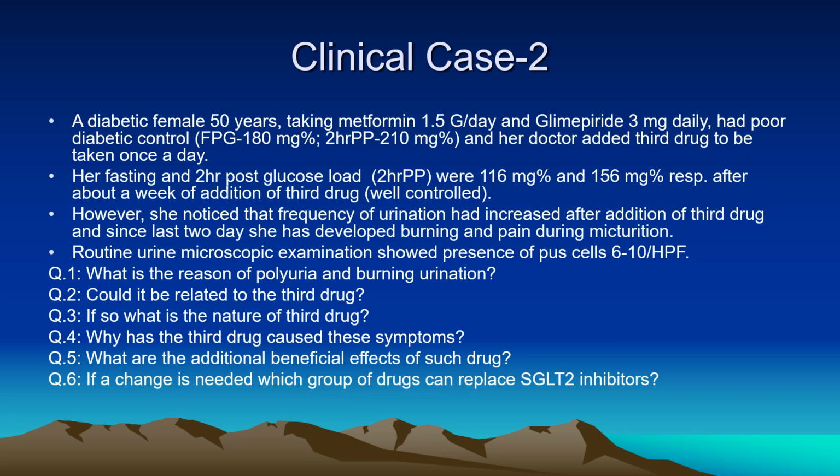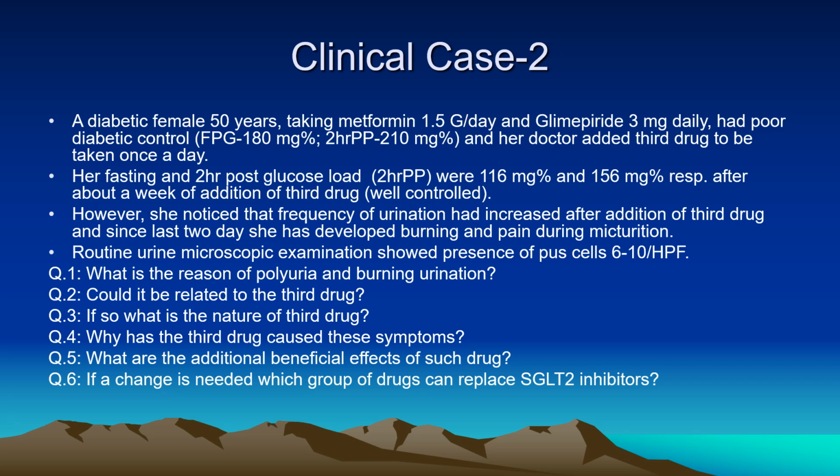Clinical case 2. A diabetic female, 50 years, taking metformin and glibenclamide had poor diabetic control, and the doctor added a third drug. Her fasting and post-glucose load plasma sugar became normal after about a week of addition of the third drug. However, she noticed frequency of urination and burning during urination. Now these symptoms have appeared perhaps after the use of the third drug.